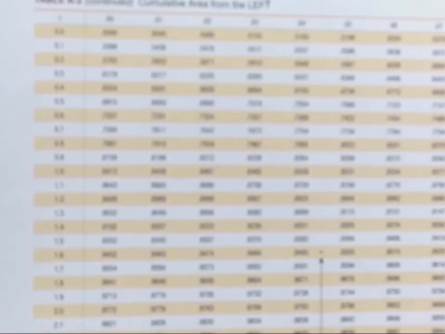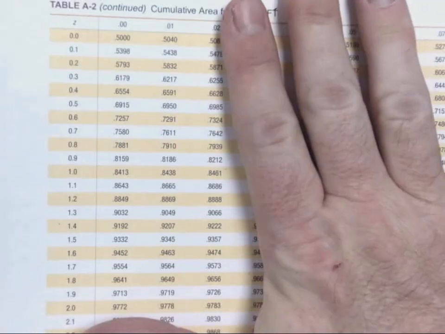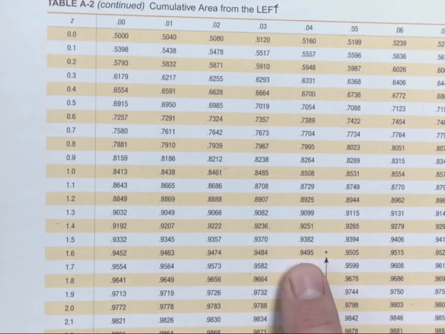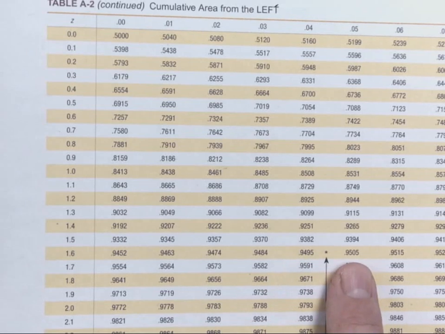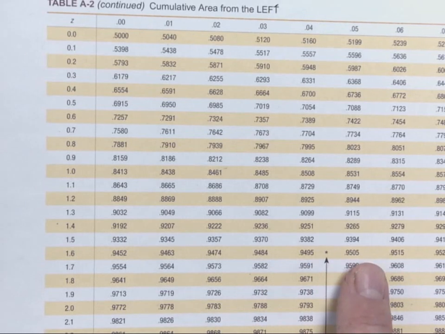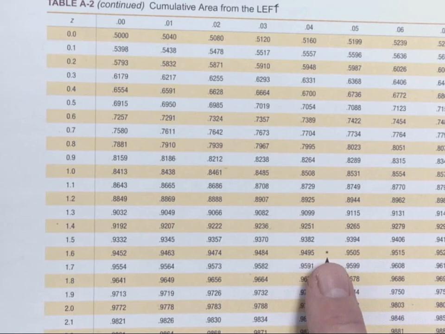Okay, so what I see is two numbers here. I have 0.9495 and 0.9505, and none of those is closer to 0.9500. Is that clear? That they're equal distance away? So when they are equal distance away, you actually take the average of those.